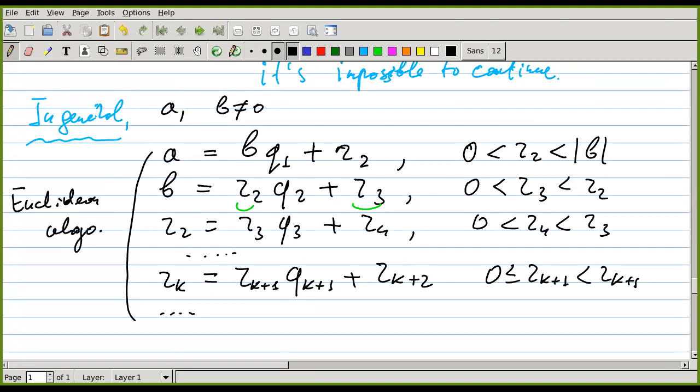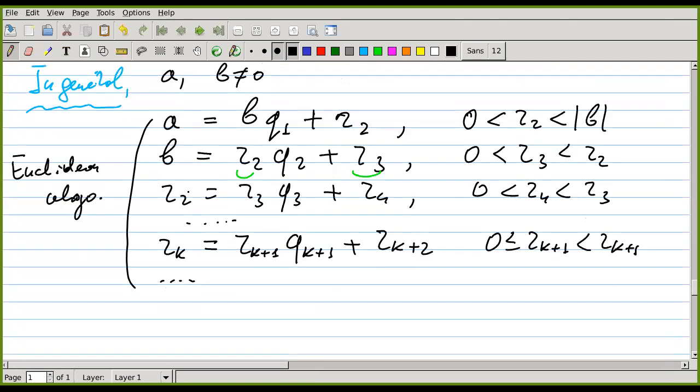Yes. So here, it is less than rk, not rk plus 1. Rk plus 2 is less than rk plus 1. The remainder is less than the divisor. Okay.